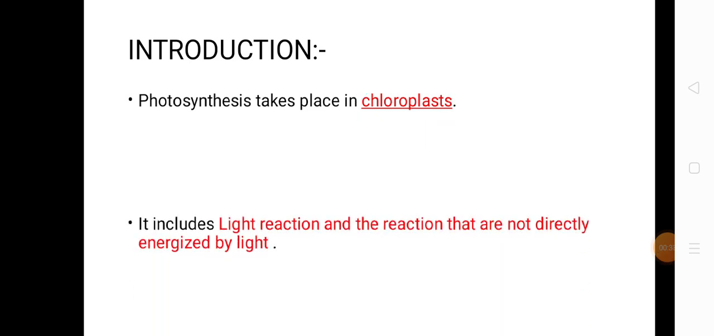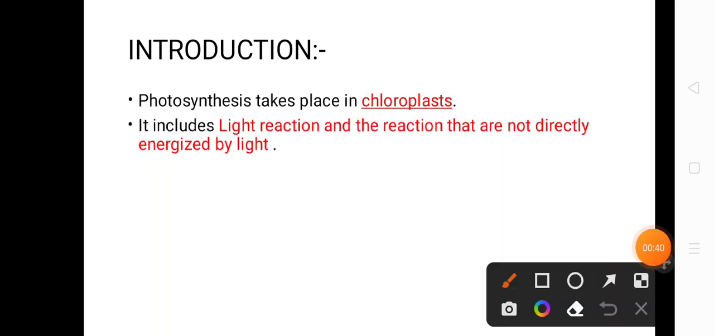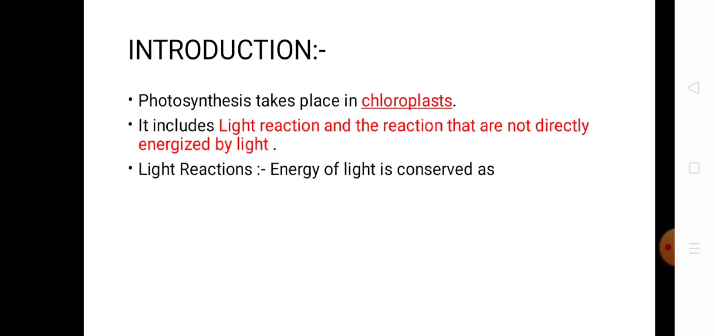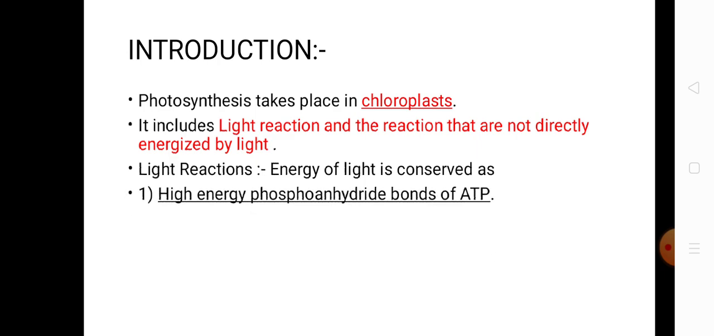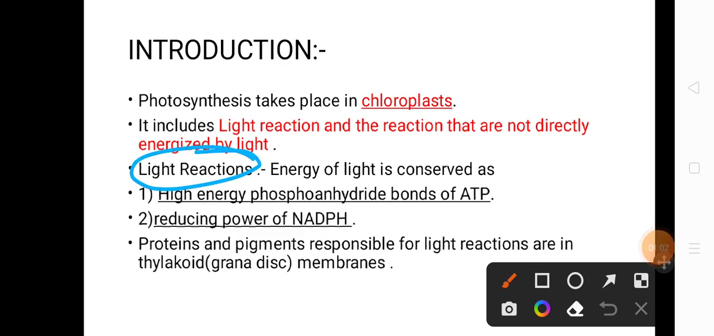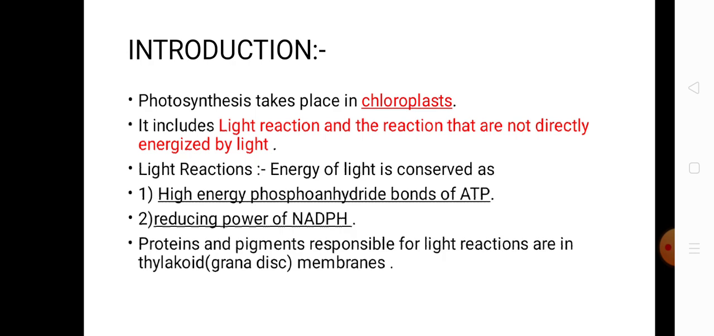Now this photosynthesis is of two types. One is the light reaction, and the other is the reaction which is not directly energized by light, or the dark reaction. In the light reaction, the energy is conserved as the high energy phosphoanhydride bond of ATP or the reducing power of NADPH. All the proteins and pigments responsible for the light reaction are located in the thylakoid or granal disk membrane. Okay, so here we are going to talk about the Calvin cycle, which is the photosynthetic dark reaction.